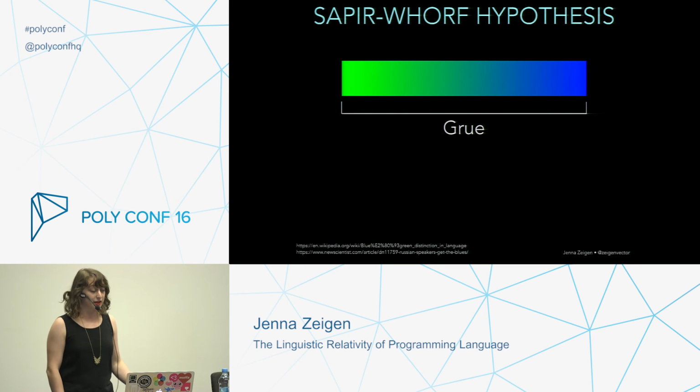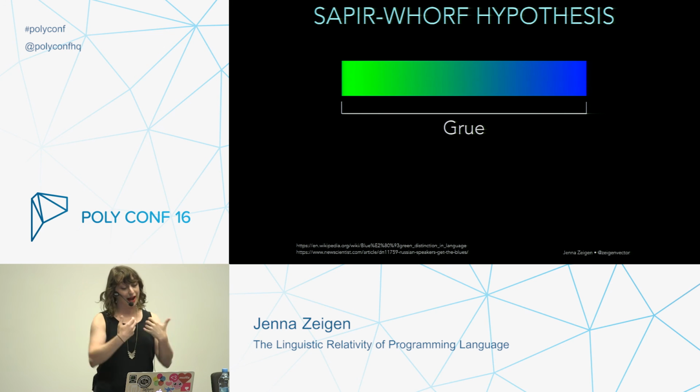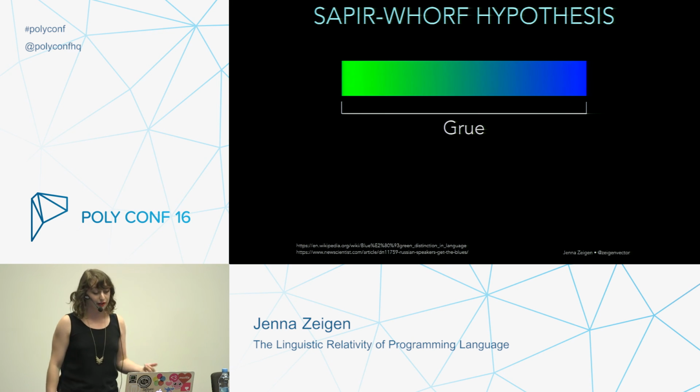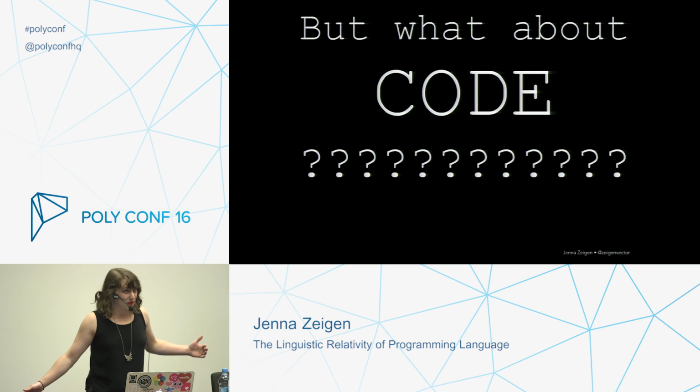And in fact, there are some linguistic experiments that were done that showed that speakers with two words that bisect the spectrum are faster to discriminate those two colors when they fall into different linguistic categories than when they were from the same linguistic category. But this isn't a linguistics or psychology conference, so what does this have to do with code, right?